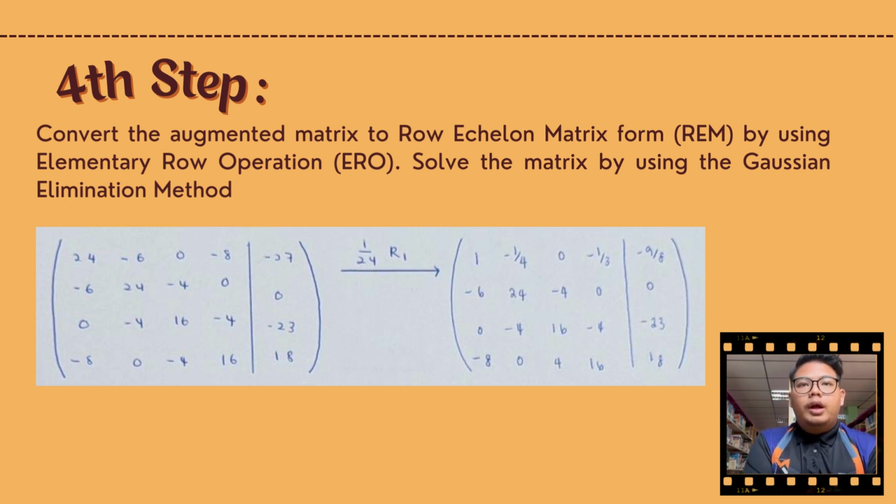So after we get the augmented matrix, we need to find the leading one. So the first step is row 1, we multiply by 1 over 24, and it will be 1, negative 1 over 4, 0, negative 1 over 3, and negative 9 over 8.